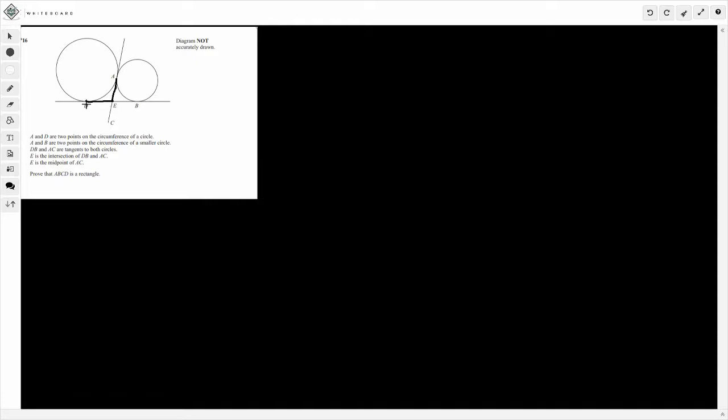So from D to E, it's the same length as A to E. And then similarly, from A to E, it's the same length as E to B. So from here now, E to B, that's also the same length. So these three are the same length.